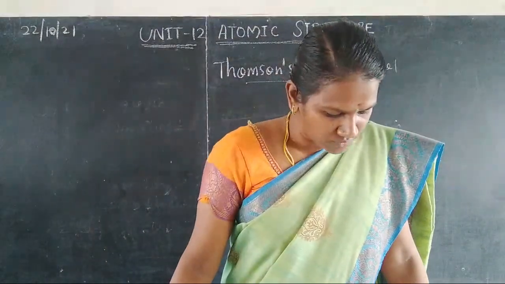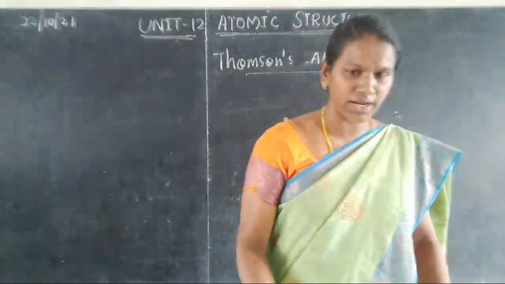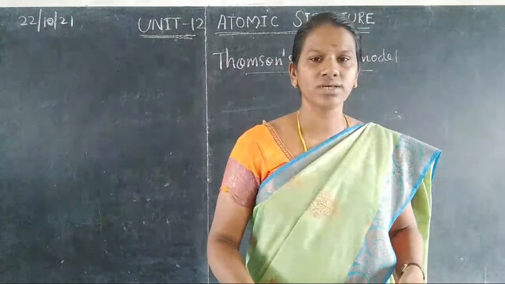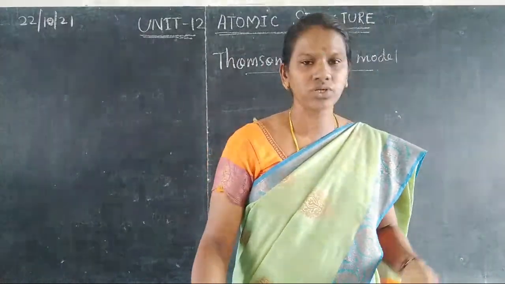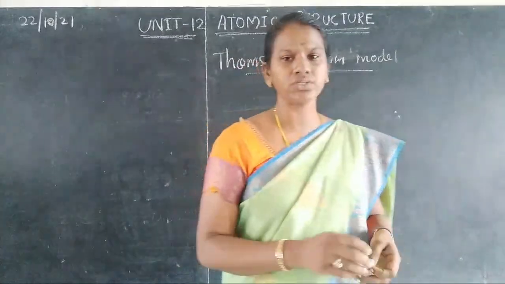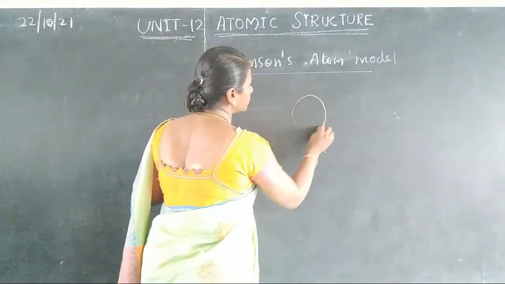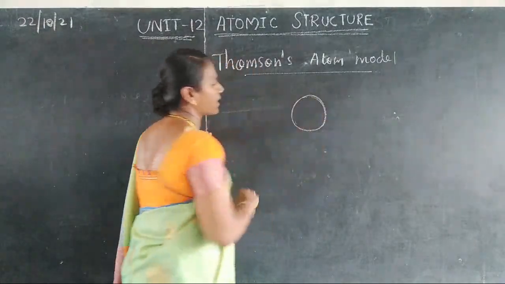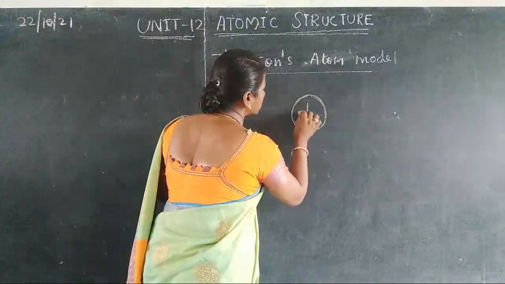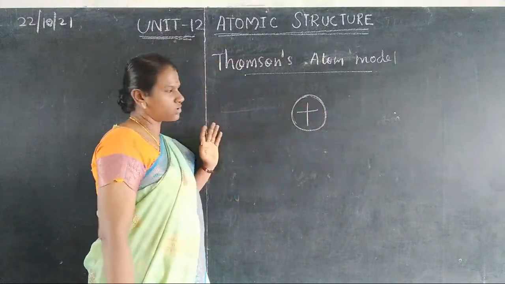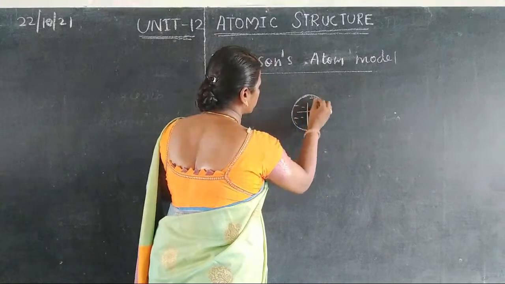J.J. Thomson, an English scientist, proposed the famous atom model in the year 1904, just after the discovery of the electron. What is the proposal of Thomson? He proposed that atoms are a solid sphere. He compared the atom to a solid sphere, and the whole solid sphere is considered as positive charge. In that, the electrons are distributed uniformly.